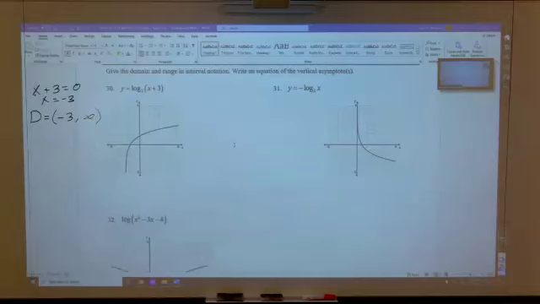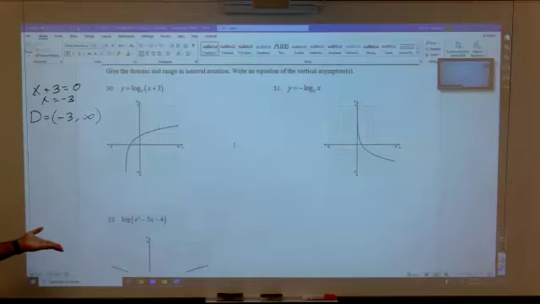Is that okay? Can I choose -3? No, it's going to be the number after -3. You can choose -2.99. You see, it's really close to -3. It's going to work, but I can't choose -3.